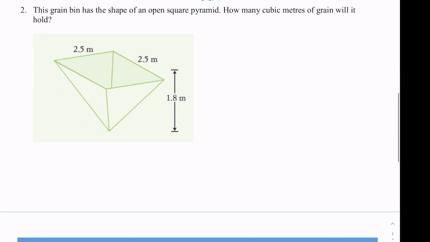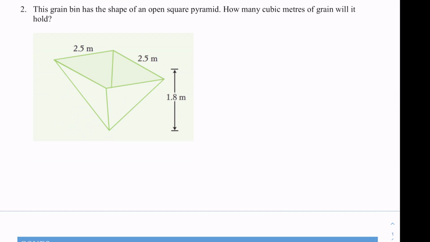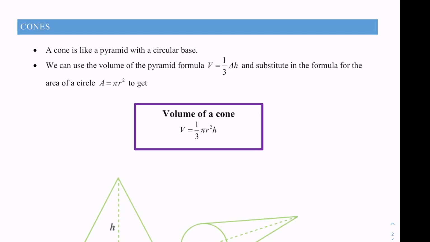This grain bin, question 2, this grain bin has the shape of an open square pyramid. How many cubic metres of grain will it hold? Well, we write our formula out. Volume equals 1/3 the area of the base times the height. So it's 1/3 times, now we know this base is a square, so here is my square. The area of a square is length times breadth, so 2.5 times 2.5, or side squared. And we have to remember the height. The height of the pyramid is 1.8. So if we pop that in our calculator, we get 3.75 metres cubed. So that was nice and easy.